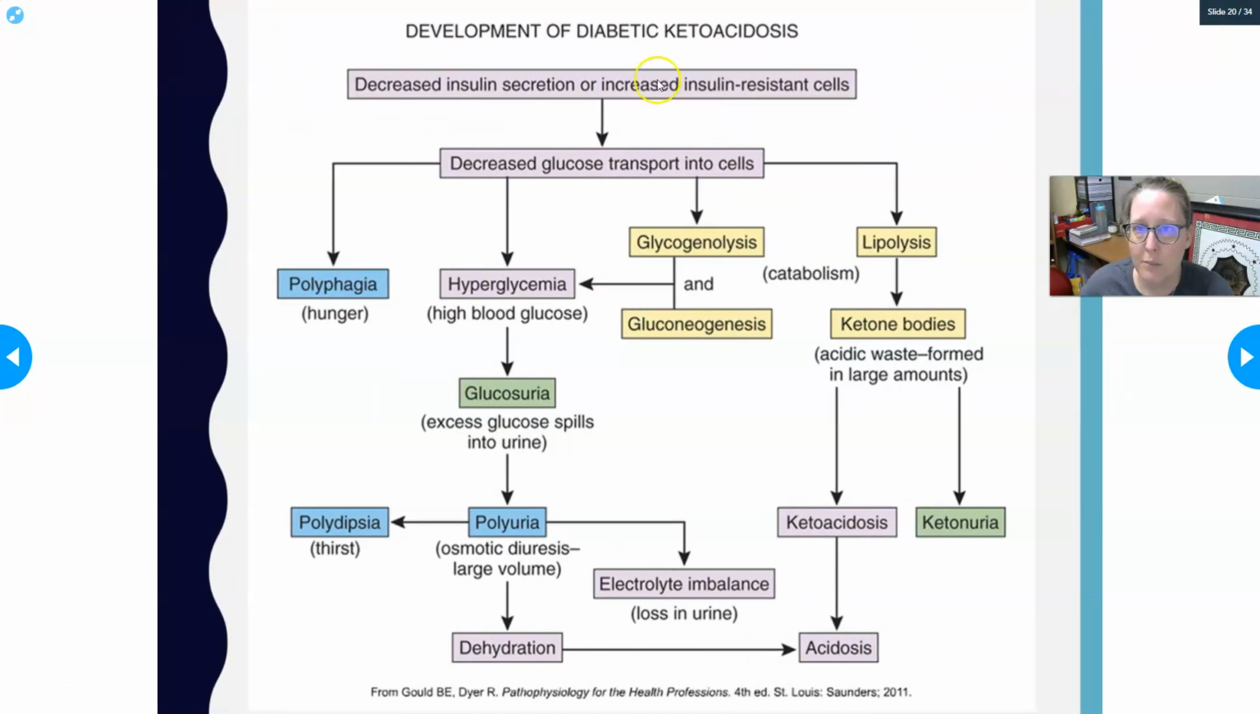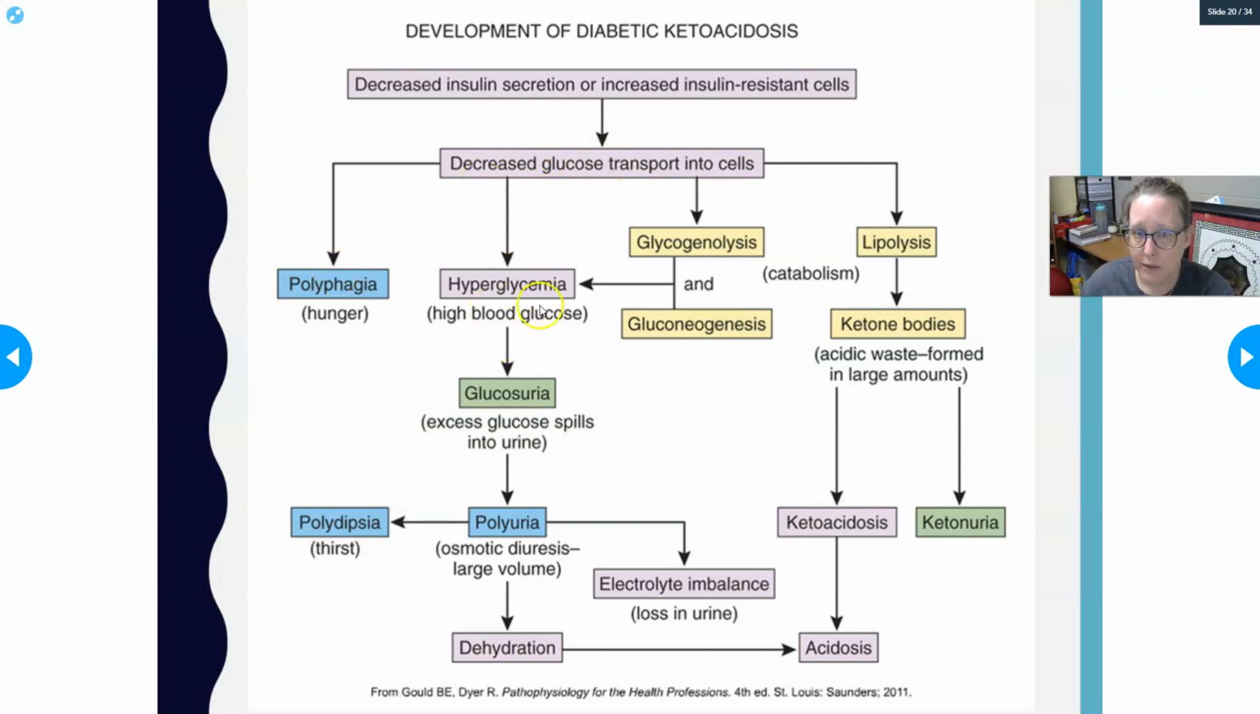So a little bit, again, a diagram on the development of ketoacidosis. You get decreased insulin secretion, or there's, again, an increase in insulin-resistant cells. So the problem is here, no insulin, or the patient hasn't taken insulin for some reason. That means no glucose transported to the cells, which then is going to lead to hunger, because your cells are signaling you that the patient that they are starving because there's no glucose inside the cells.